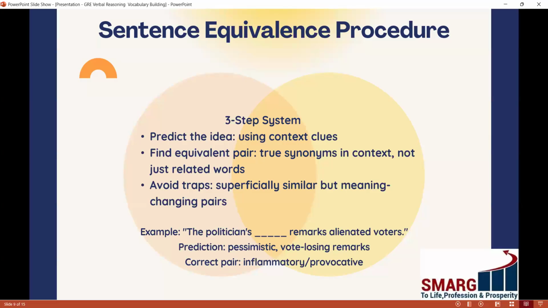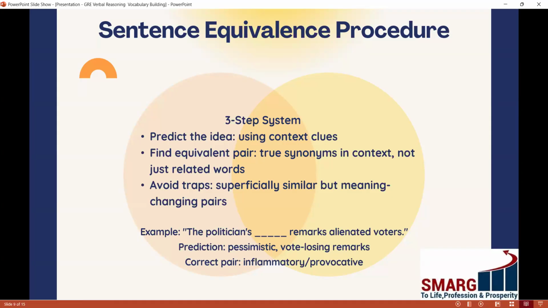Very simple sentence. Okay. So now our prediction is yes, I've put in two words here, that I have to look for something that is negative, that is pessimistic, vote losing, something of that sort, which is causing a loss. I look at all of my options. The best pairing could be something related to inflammatory, could be related to provocative, could be related to something that is filled with angst. Yes, so that essence becomes key.